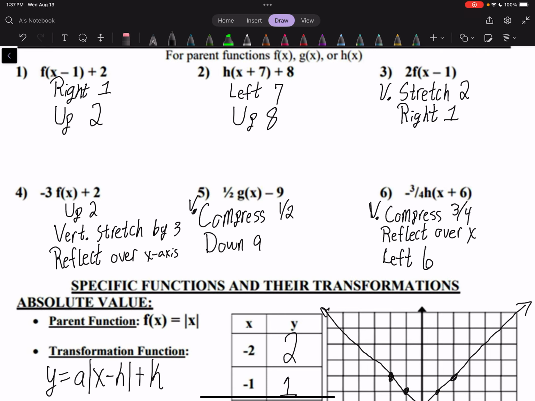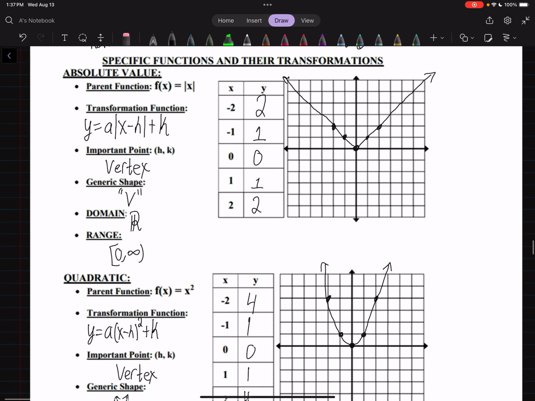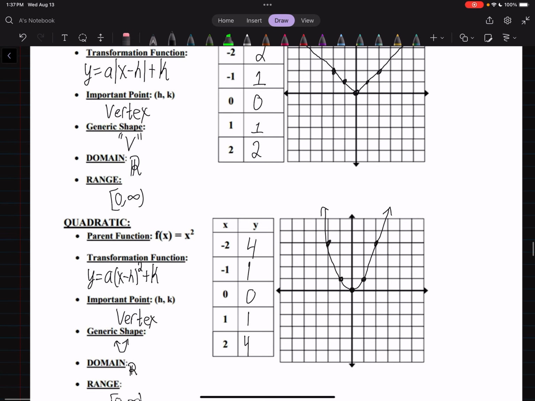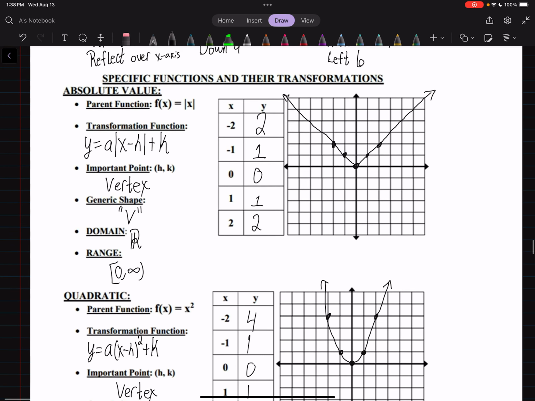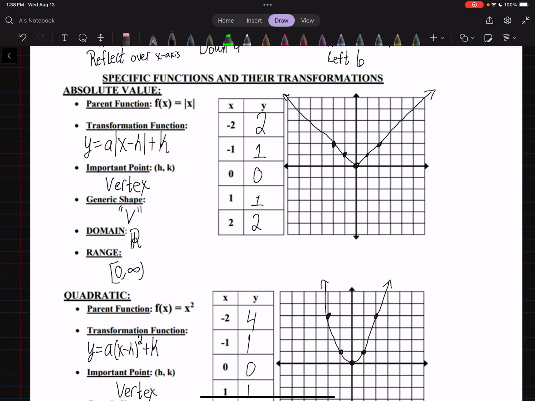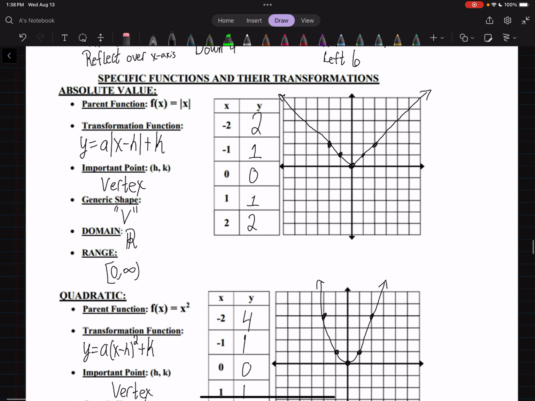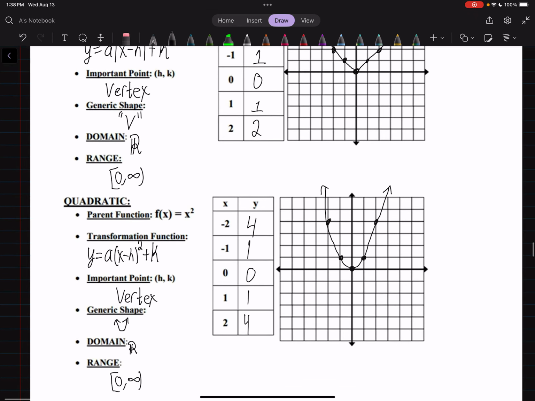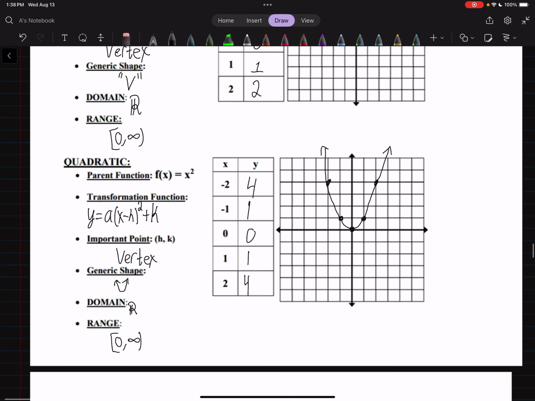All right. Absolute value and quadratic functions. The standard form is y is equal to a absolute value of x minus h, close absolute value, plus k. Same transformations. Something important to note: h, k is going to be your vertex. It's going to look like a V. Domain is going to be all reals, and your range for the parent function is just 0 to infinity.